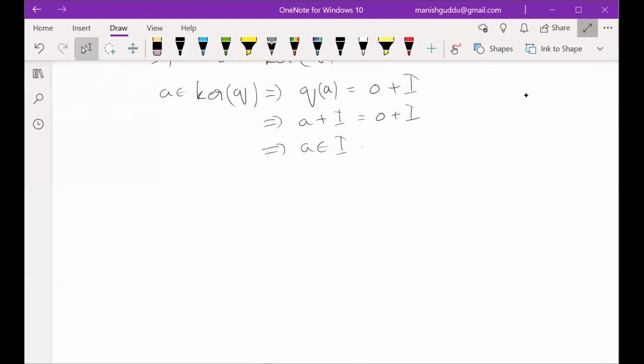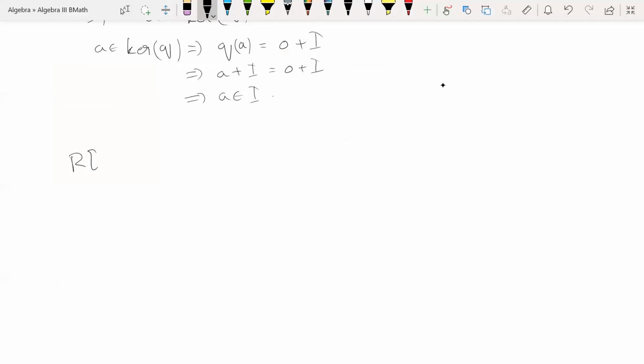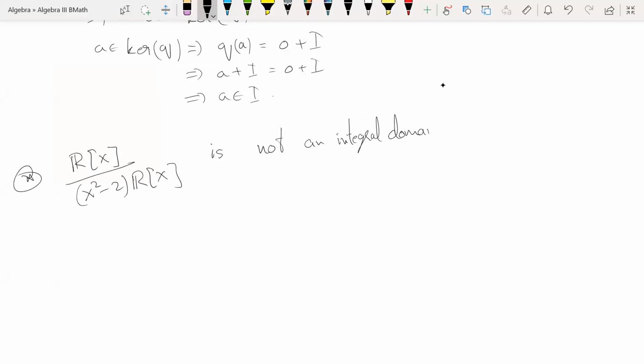Yeah, so this third example is R[x] mod x square minus 2. We can do this very explicitly because the assertion is very simple. I want to say that this is not an integral domain. So you look at the element x minus square root 2 in R[x], and look at its image in this ring.